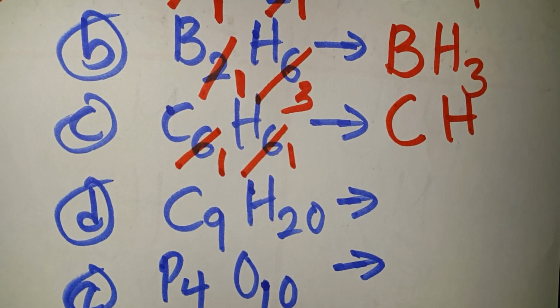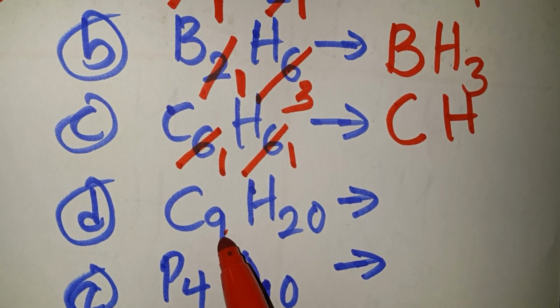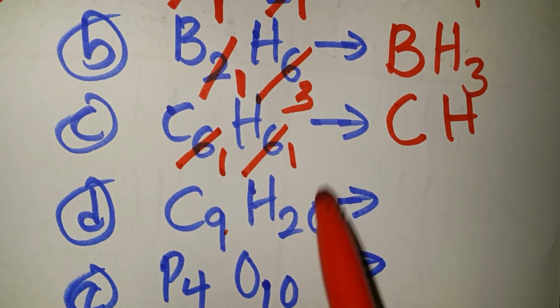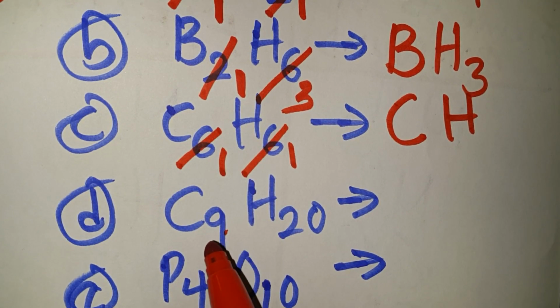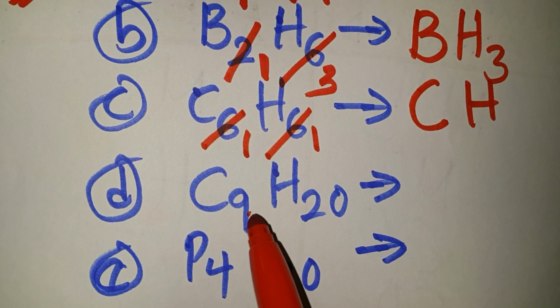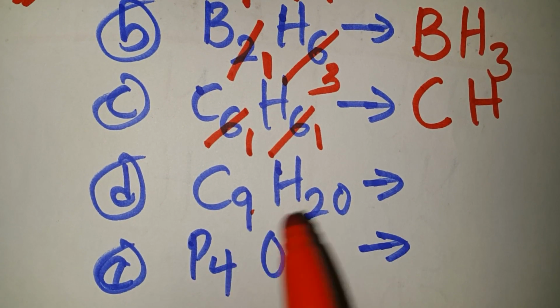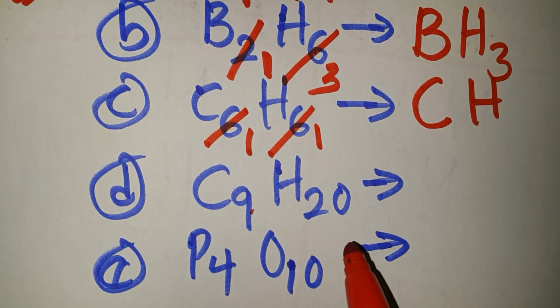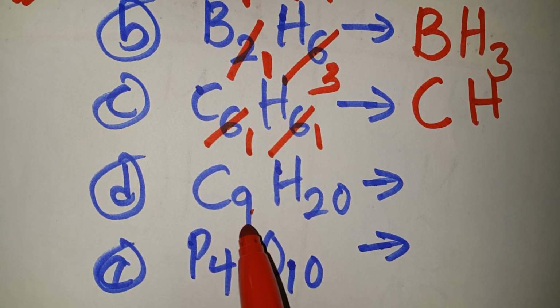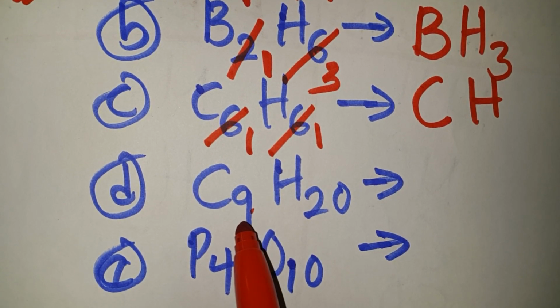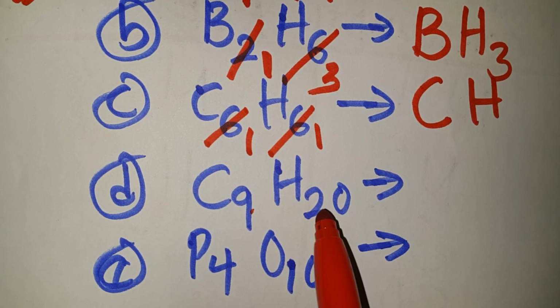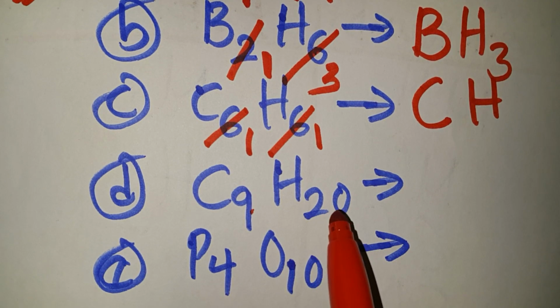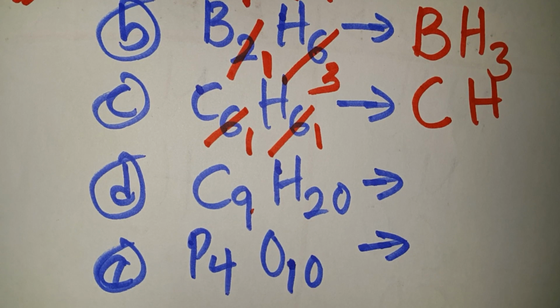Here we have C9H20. Can 2 go in 9? No. Can 2 go in 20? Yes. But we cannot use 2 because the values we'll be using have to go in both. We must be able to use it in both, not only one. So it can go in 20, but it can't go in 9. Can 3 go in 9? Yes. Can 3 go in 20? No, it can't. So we can't use that. So you compare it. So after comparing it, we use 4.